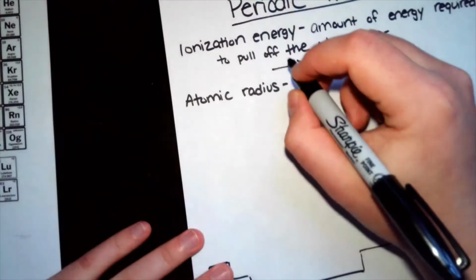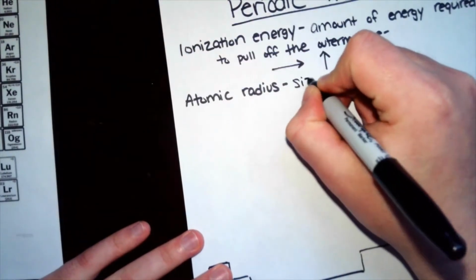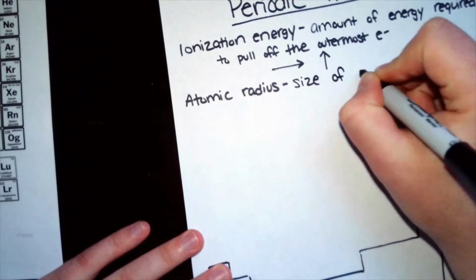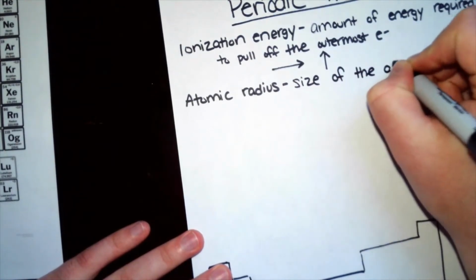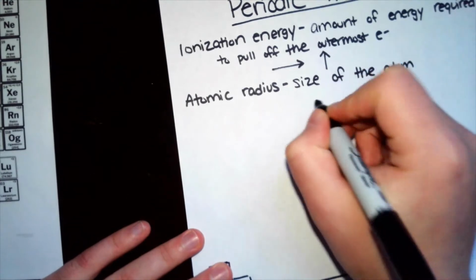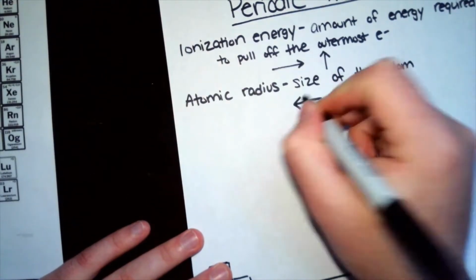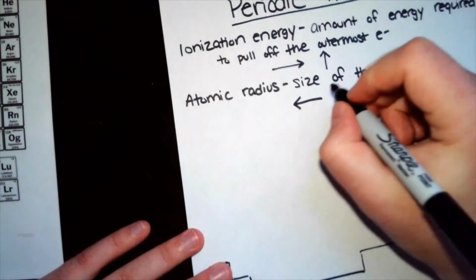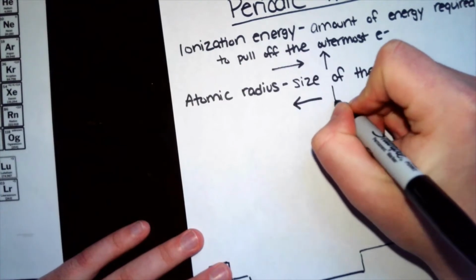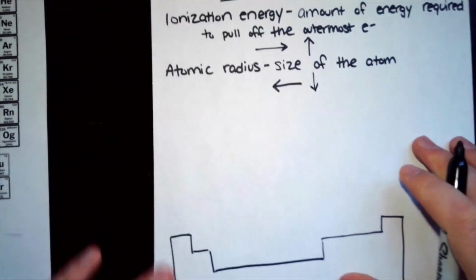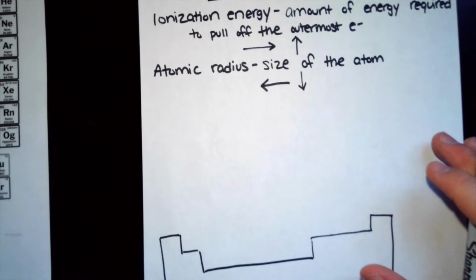So again, atomic radius, size of the atom, and it increases going right to left, and also increases going top to bottom. Okay.